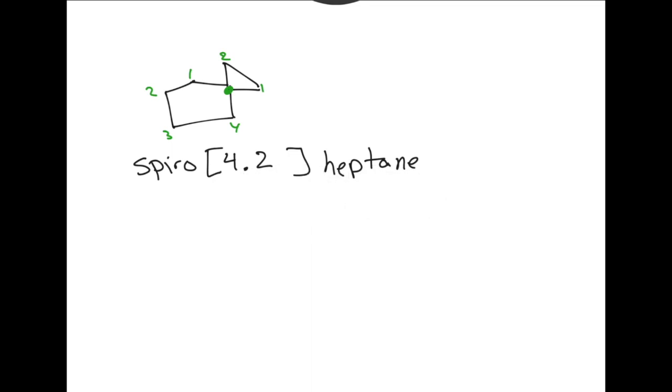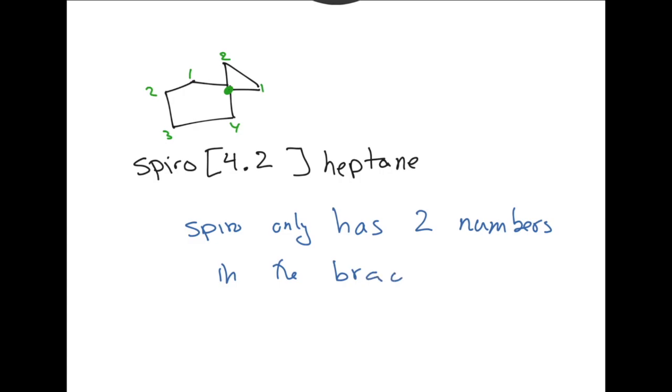Right? So here, what I want to point out is spiro only has two numbers in the bracket. So if you know it's spiro and you put your bracket, you know you're only going to have two numbers. You always list your numbers from largest to smallest. So they're always in descending order. So it's going to be 4, period 2.